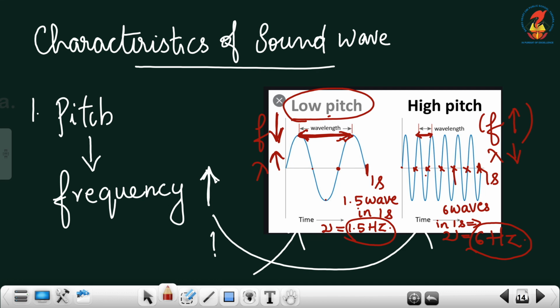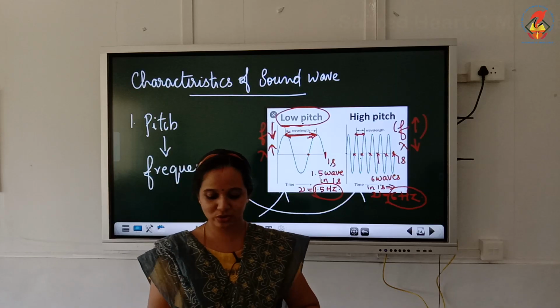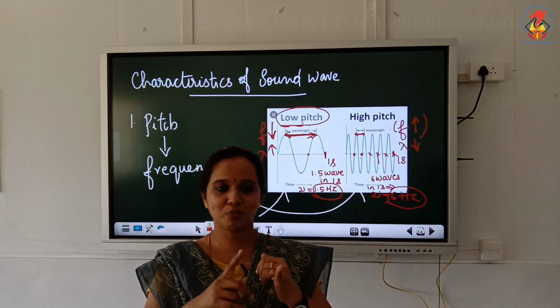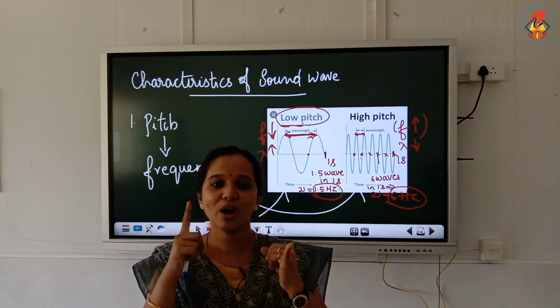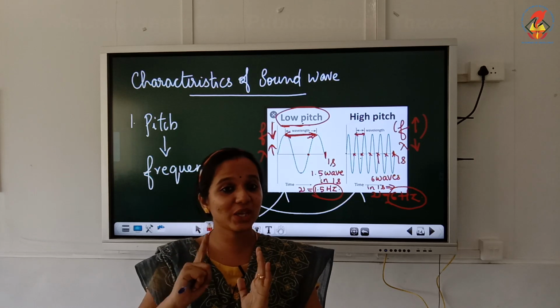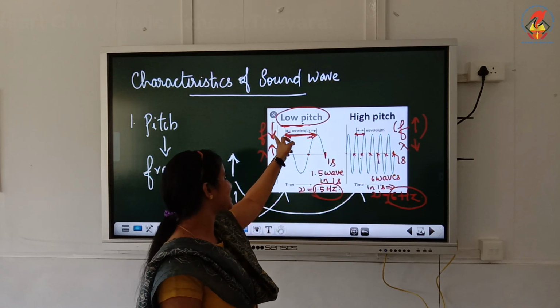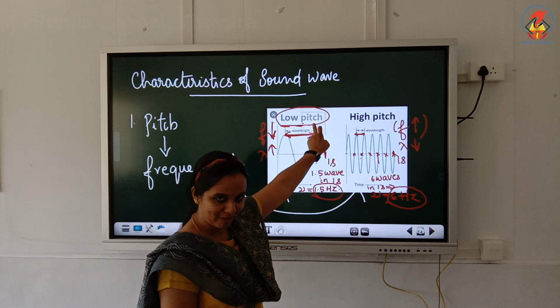So if wavelength is short, frequency will be more and sound will be high pitch. If wavelength is long, frequency will be less and the sound will be low pitch. So these are the points to be remembered under the topic pitch. Pitch is related to frequency. If frequency is more, it is high pitch, and if frequency is less, it is low pitch.